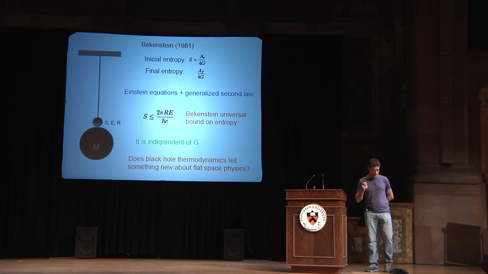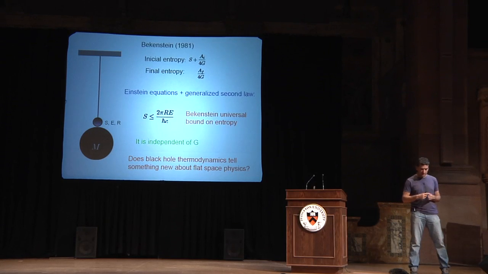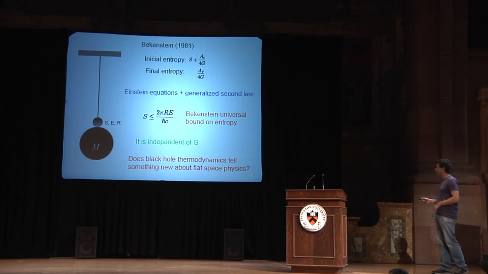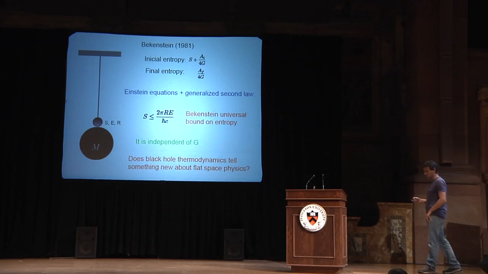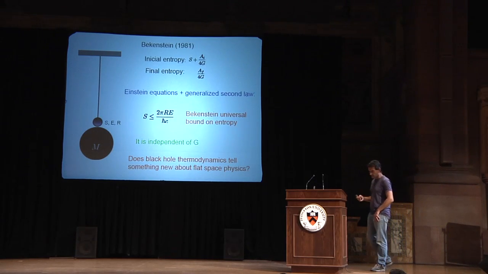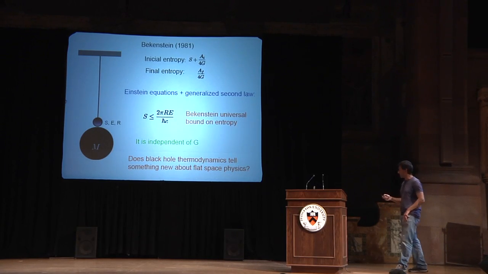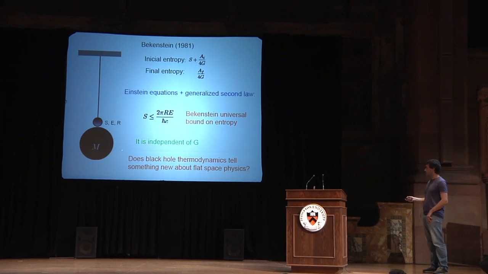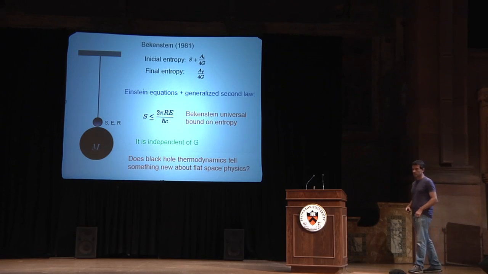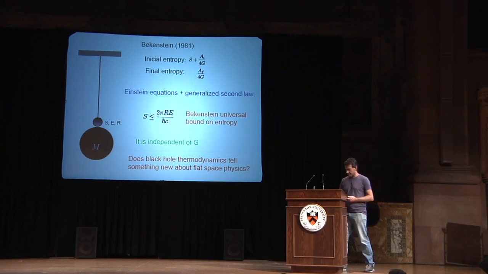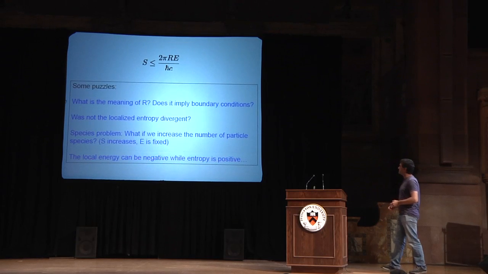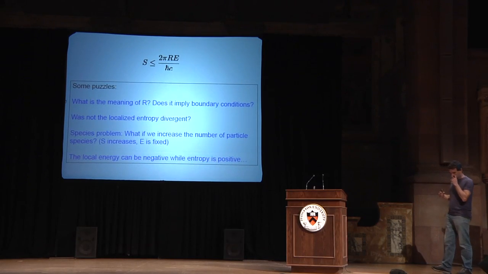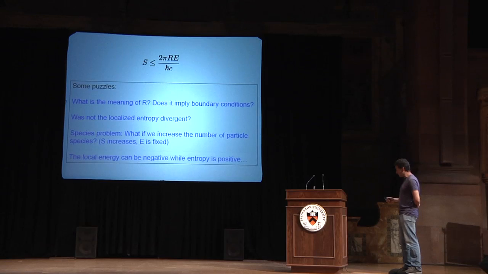And it has the interesting feature that, even if it comes from black holes, it doesn't depend on the Newton constant. So one can think to test this bound or even to prove it in flat space. And it raises the question of whether this is a new constraint coming from the thermodynamics of black holes to flat space physics. So people have started to test this bound, and immediately it turned out that this inequality raises several puzzles.